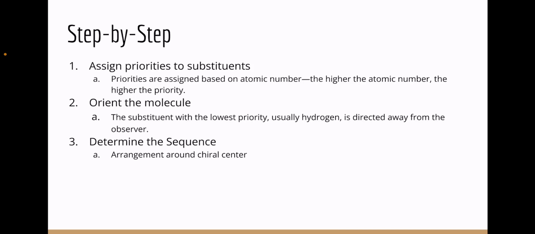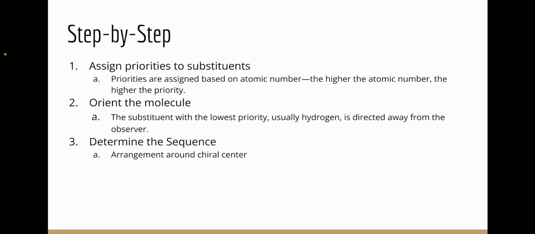If we break this down step by step, our first step is to assign priorities to substituents. We will begin by identifying the 4 different substituents attached to the chiral center. Priorities are assigned based on atomic number. The higher the atomic number, the higher the priority. If 2 atoms attached to the chiral center have the same atomic number, then we will move outward from the chiral center, comparing the atomic numbers of the atoms directly attached to these substituents.